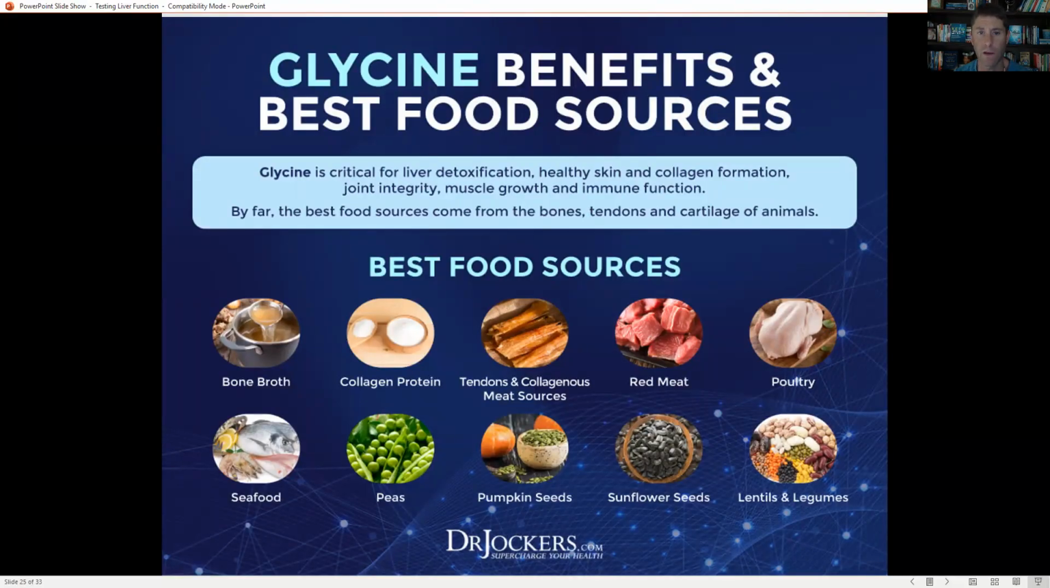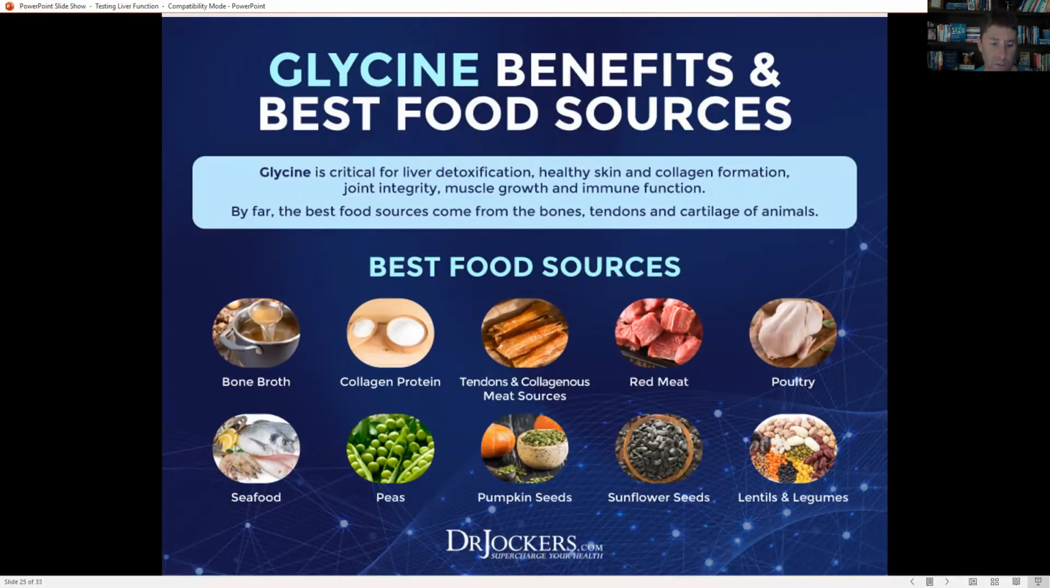So glycine, again, is the critical amino acid here, critical for this liver detoxification process, but also for healthy skin and collagen formation, joint integrity, muscle growth, and immune function. So very important. By far the best food sources are going to come from basically cartilaginous structures of animals. So that's going to be bones, like bone broth, for example, amazing source of glycine.